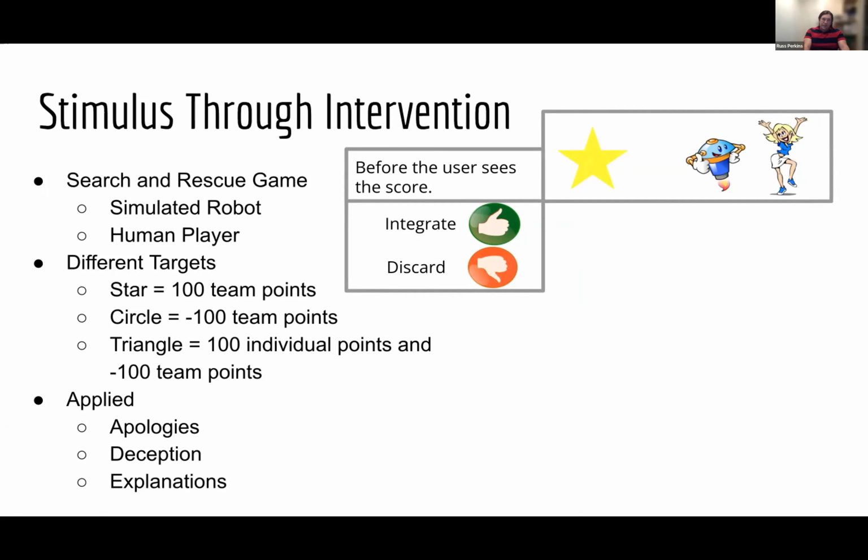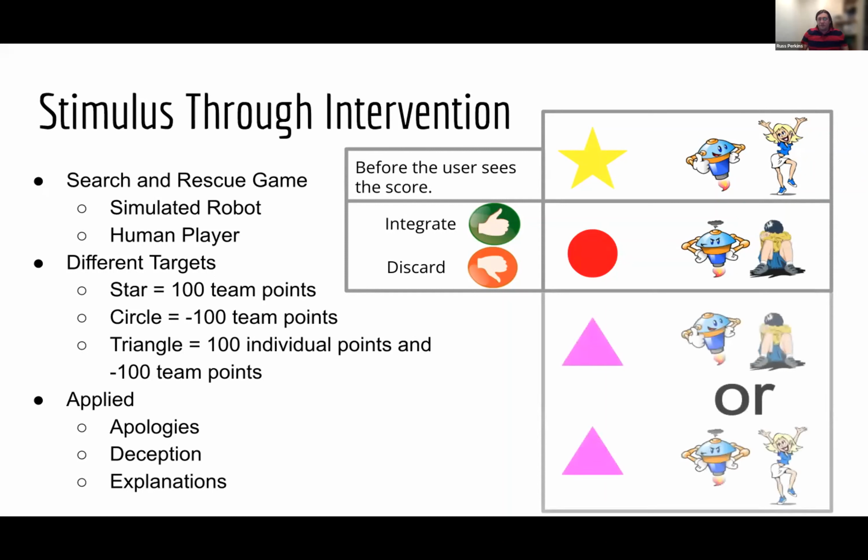So this is a team game. Circle is negative 100 team points. And then we added these triangles. So these triangles are meant so that people and robots can deceive each other or be counterproductive to their partner. So the triangle gives you 100 individual points and it takes away 100 team points.